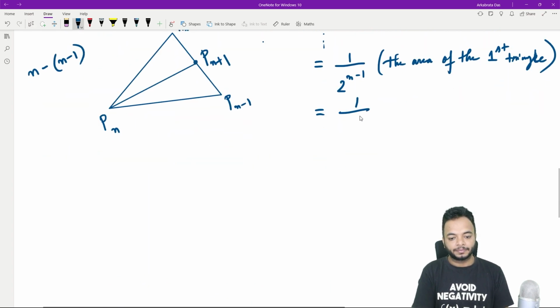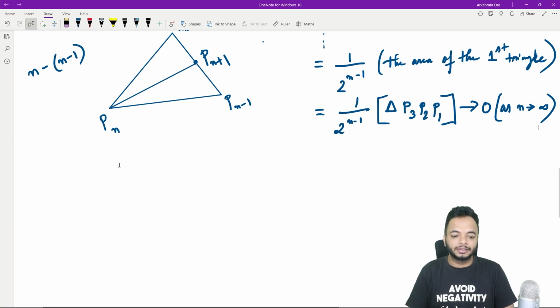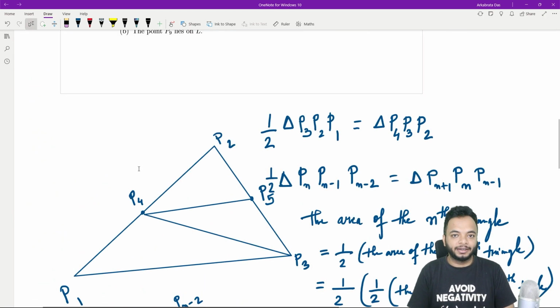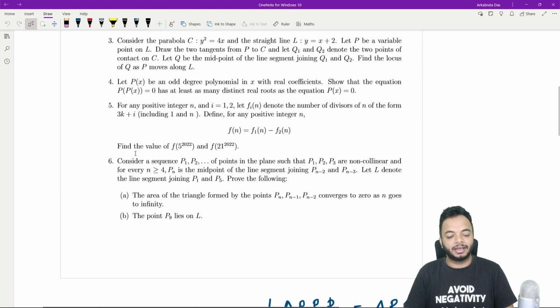So area of the triangle P3, P2, P1. Okay, and thus this goes to 0 as n tends to infinity. Okay, as simple as that, and we are done. So don't directly write down that it's working for the two triangles and you directly write down the formula, so that won't be accepted. Okay, you have to prove that in general it's happening.